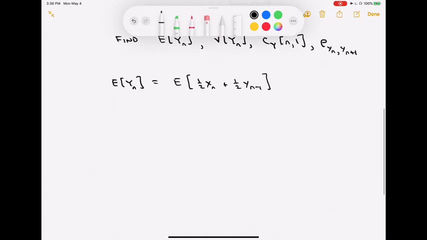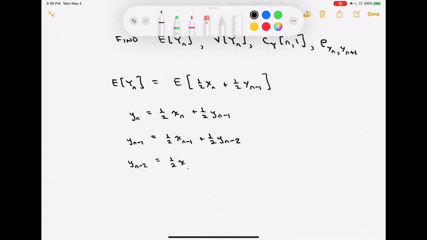This is a little bit tricky because that expectation involves x, which is something known, but it also involves y, which we don't know. However, since y of n is equal to 1/2 x of n plus 1/2 y of n minus 1, I also know that y of n minus 1 must follow that same equation. That equation is true for all different values of n. So y of n minus 1 is 1/2 x of n minus 1 plus 1/2 y of n minus 2. And that y of n minus 2 could be gotten as 1/2 x of n minus 2 plus 1/2 y of n minus 3, and so forth. We could keep doing that.